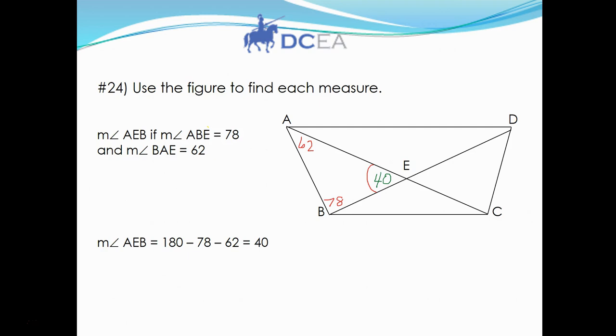Number 24. It says use the figure to find each measure. You won't always be solving with just a simple triangle. Sometimes you'll have different kinds of figures. It says find the measure of AEB, which was this angle in the middle of this diagram, if the measure of ABE is 78, which I've marked, and the measure of BAE is 62. Now this looks familiar. We can say 180 minus 78 minus 62 equals 140 degrees. I'm sorry, 40 degrees.